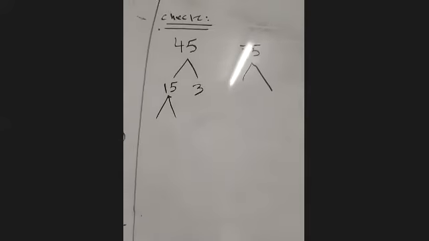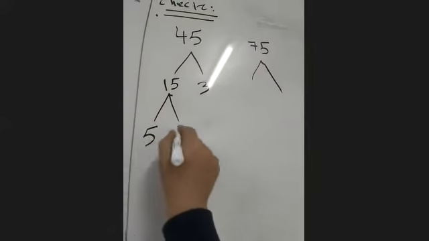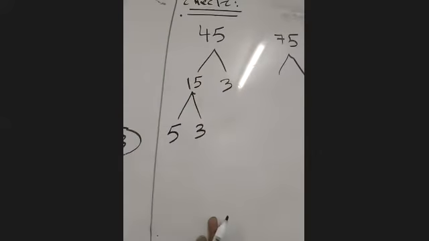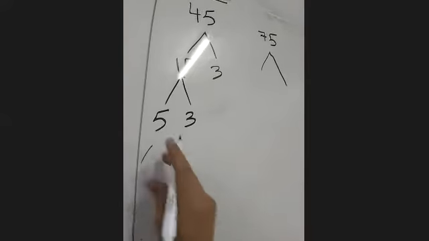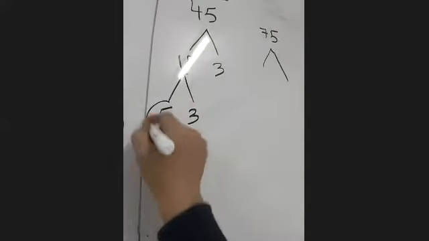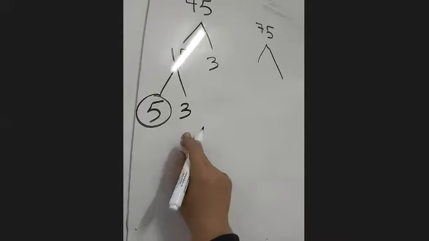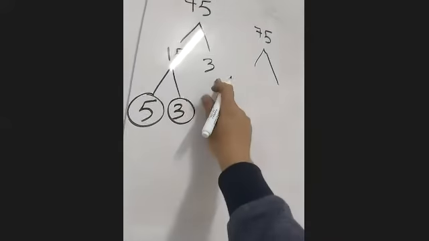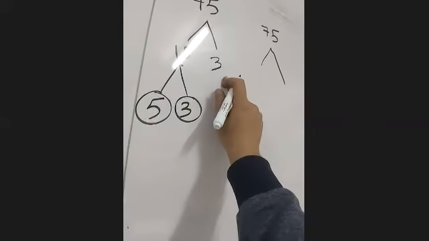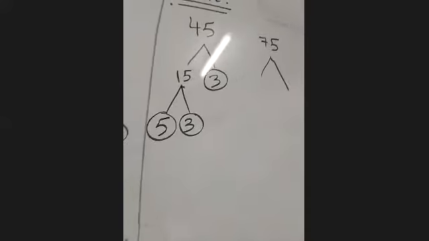The 15 is 5 and 3 also. How about the 5? Can we continue? No. Circle. 3, also no. Circle. We are done with the 45.